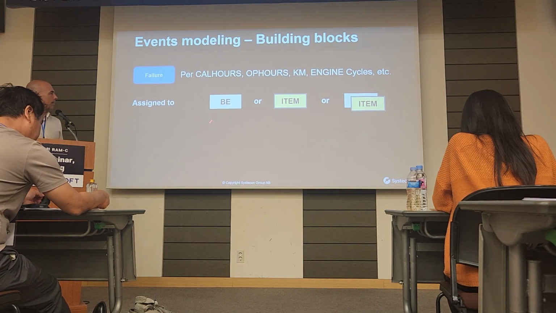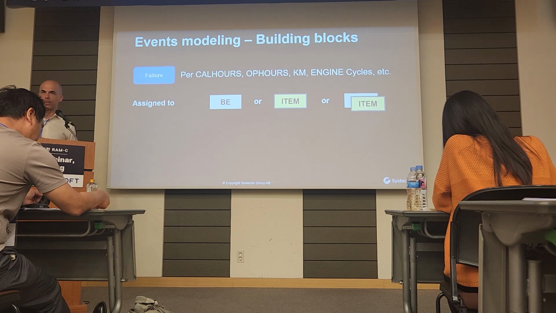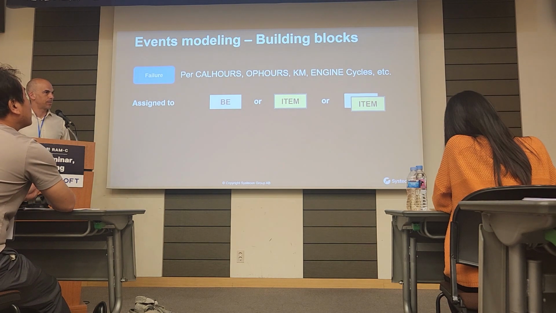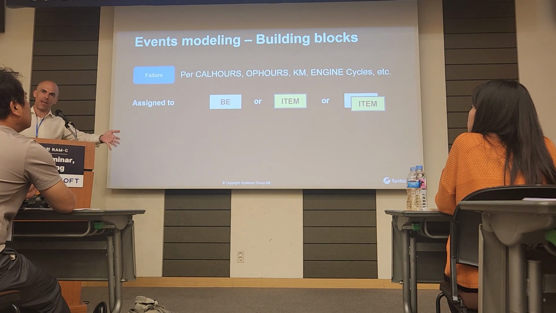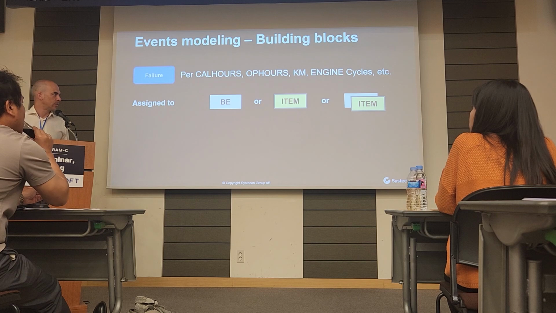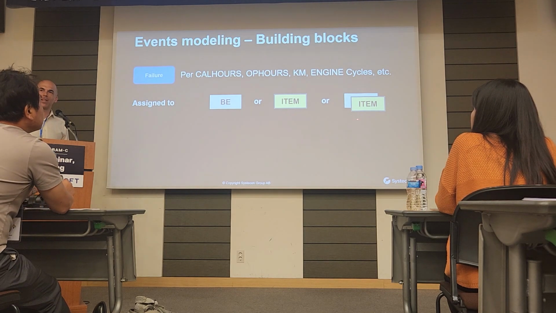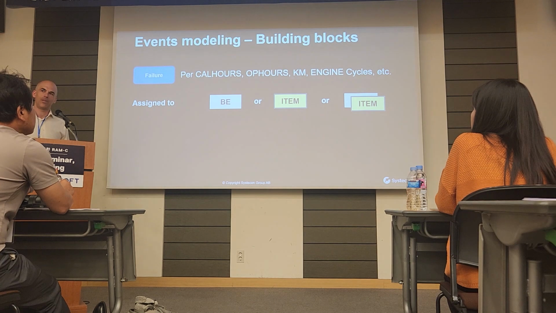The failure can then be assigned to some part of the product. You can assign it to the breakdown element, or to the hardware item, or to the combination of breakdown element and hardware item. So, for example, if you have a failure that always applies to the front left tire of your car, you would apply that failure to the combination of position front left and the tire. So you have that freedom to decide how you assign the failure.